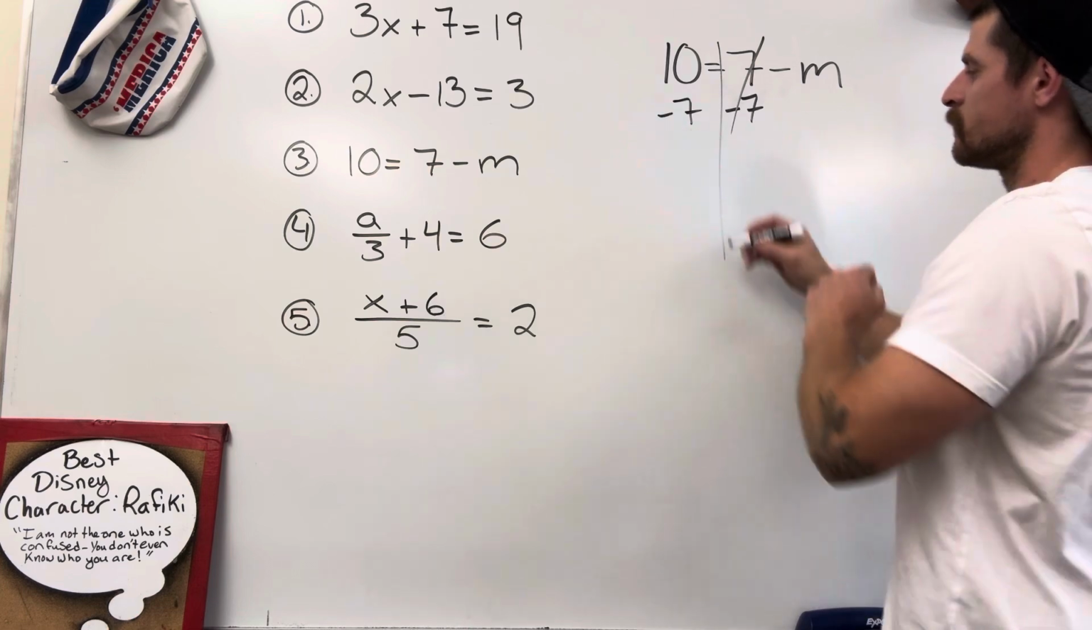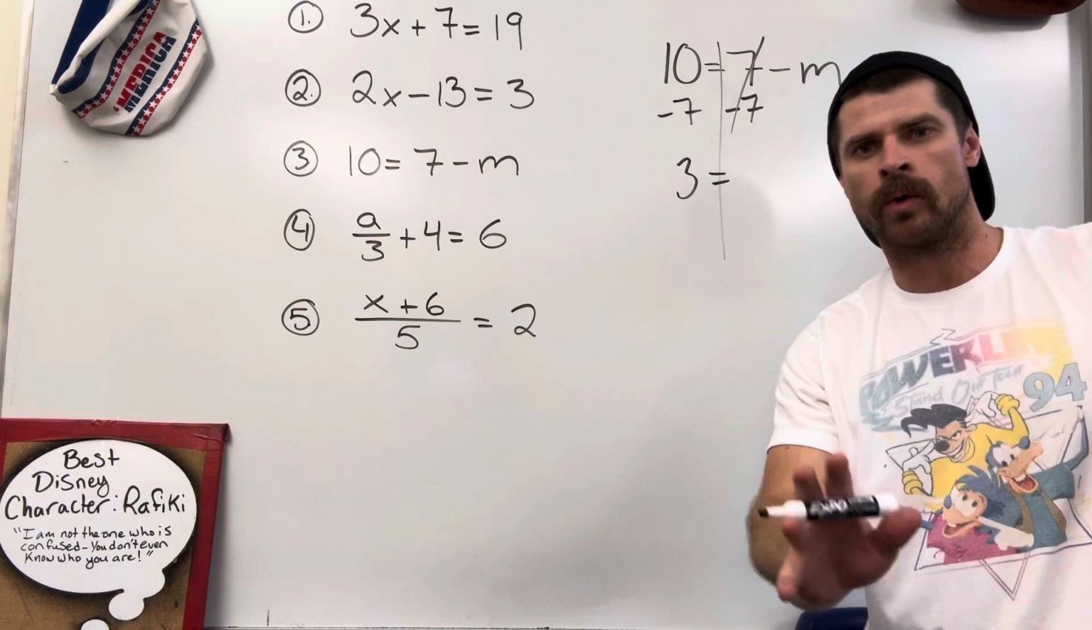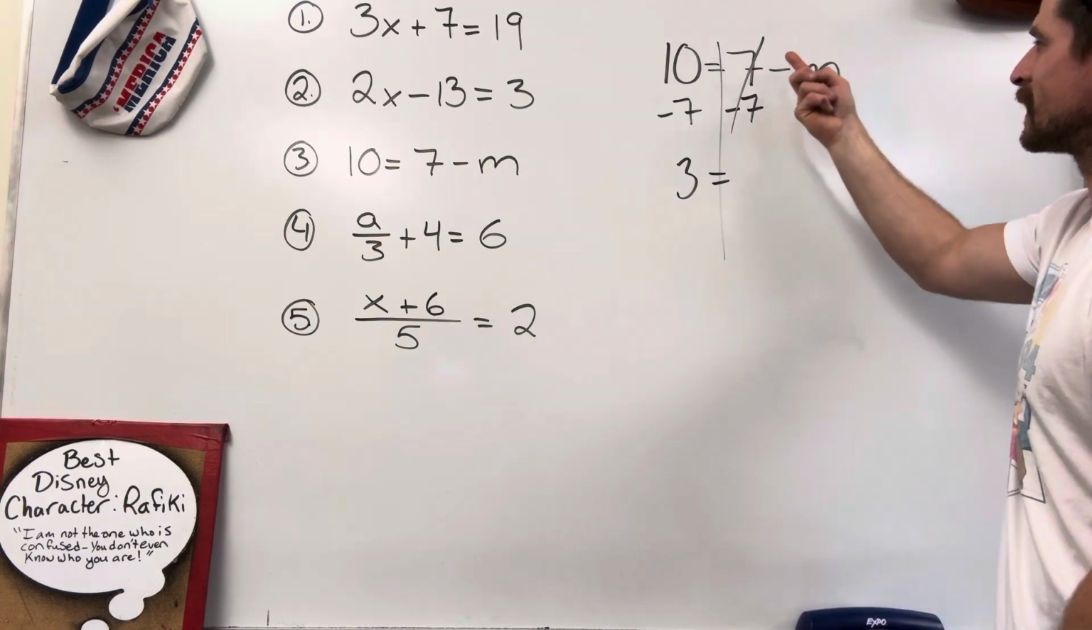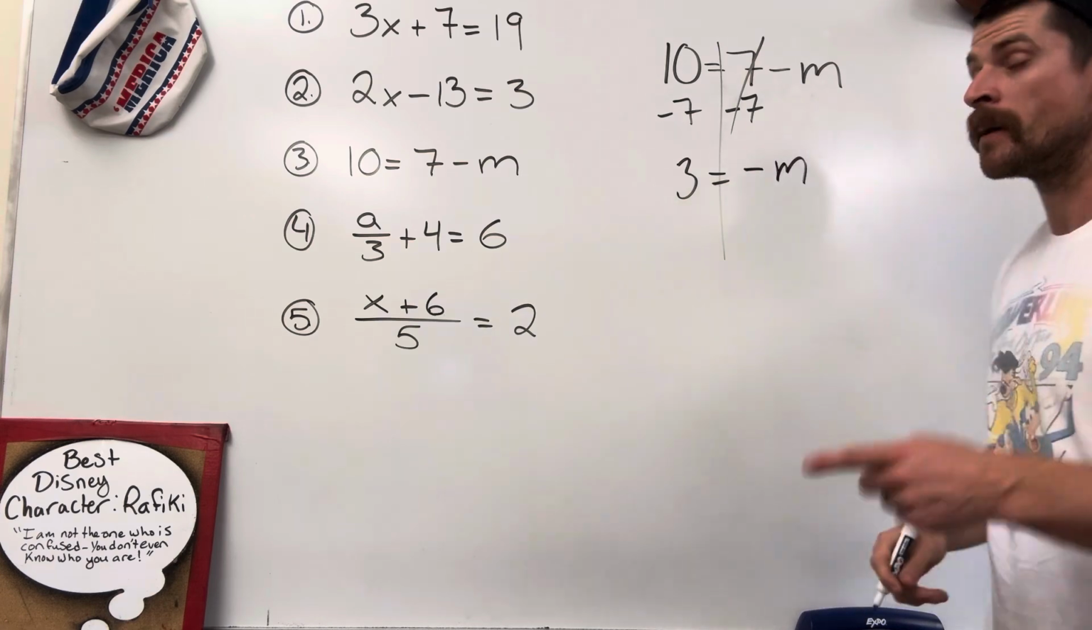10 minus 7 leaves me with 3. And a lot of times I'll have kids just bring down m. Whoa, whoa, whoa, hold your horses. That's not an m. That's a negative m. So you need to bring the negative down as well. Remember what we just talked about.